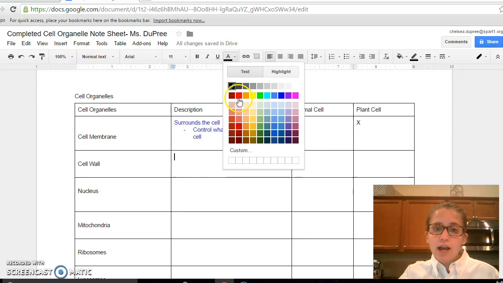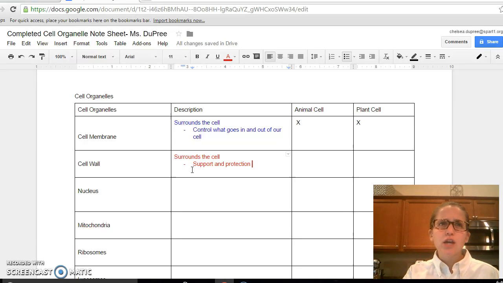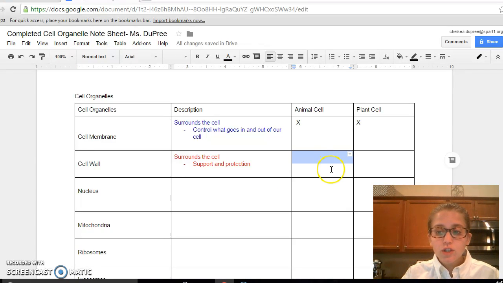Okay, let's jump down to cell wall. Your cell wall also surrounds the cell, but he has a little bit different function, okay? Which, remember, function is just a fancy word for job, right? Your job as a student, my job is to be the teacher. We all have jobs, okay? The cell wall's job is to provide support and protection. So he's not so much the guardian as he is the guy who's helping, he's like your bones. He's supporting our cells.